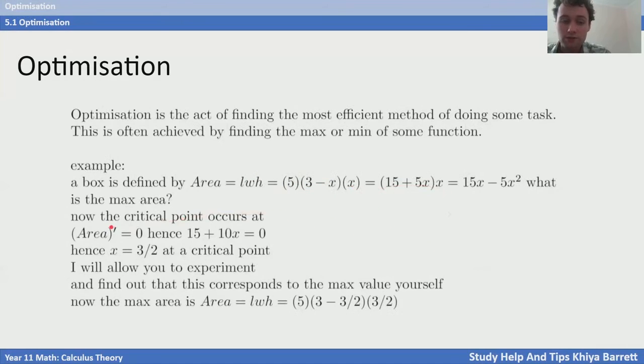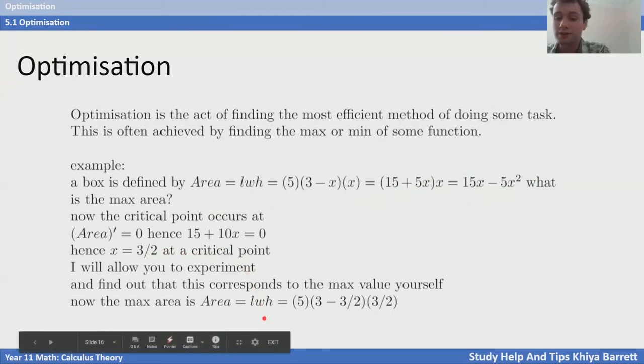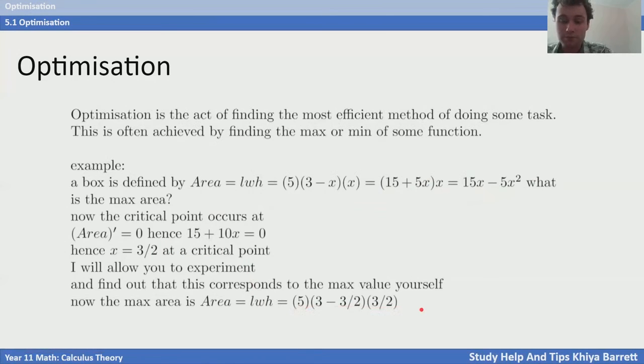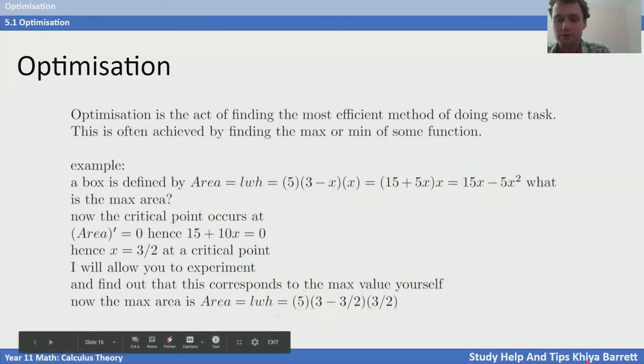Well, we're going to find the derivative of this function here. There we go, rearrange it, x equals 3/2 as a critical point. Now I will allow you to experiment because a critical point could be stationary, it could be max, or it could be min. But you'll find that it is the max. You can just look on your calculator if you want to be sure. And there you go, you plug it in and that is the maximum area.